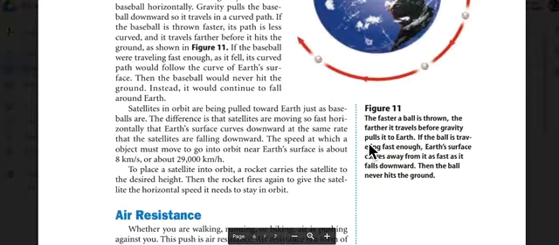The difference is that satellites are moving so fast horizontally that the Earth's surface curves downward at the same rate that the satellites are moving downward. The speed at which an object must move to go into orbit near Earth's surface is about 8 kilometers per second, or about 29,000 kilometers per hour. To place a satellite in orbit, a rocket carries the satellite to a desired height, and then the rocket fires again to give the satellite the horizontal speed it needs to stay in orbit.